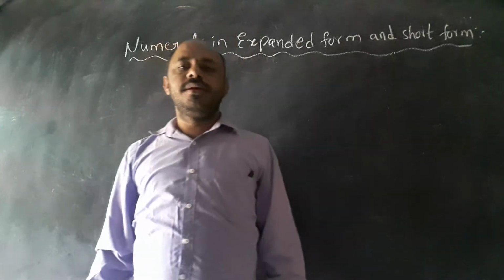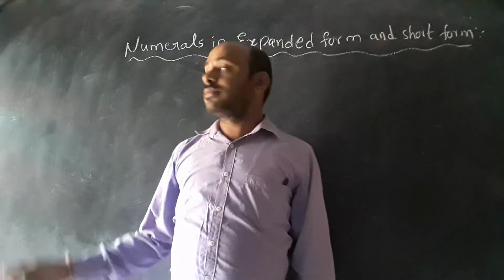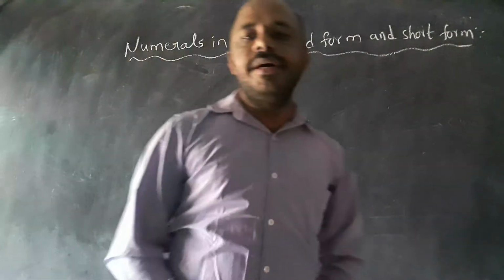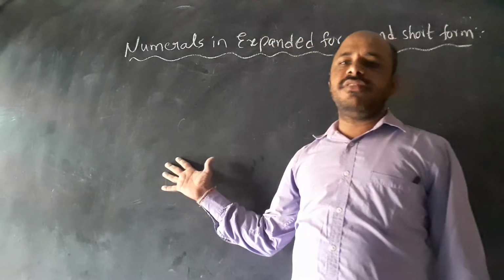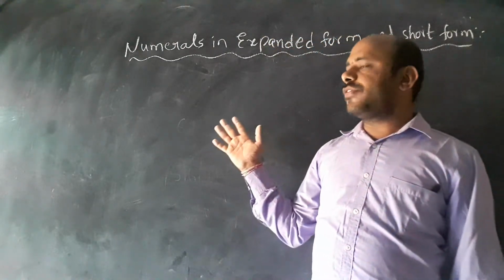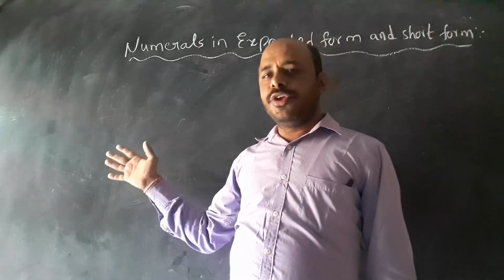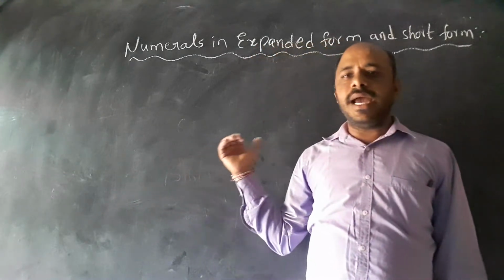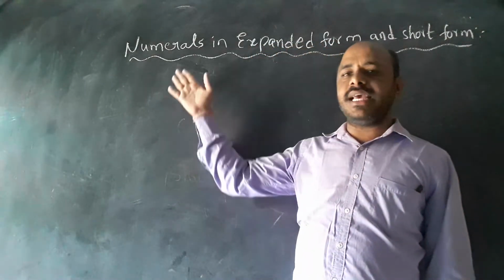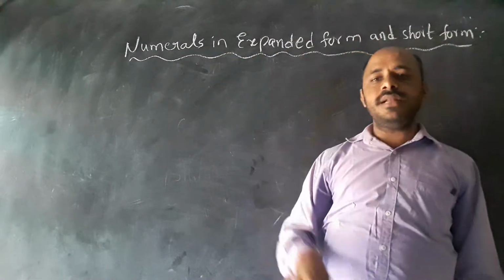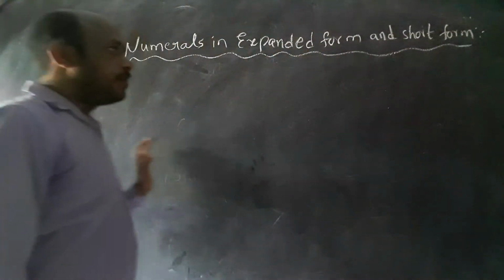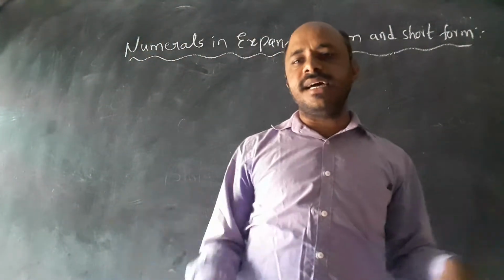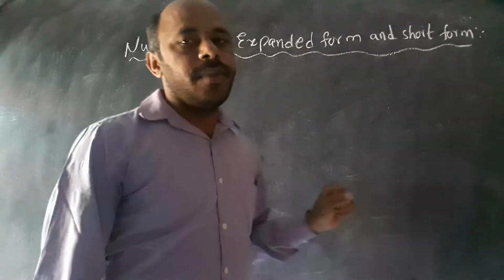Hi children, today's class is numerals in expanded form and short form. Numerical numbers we will arrange in expanded form and short form. Before, in earlier classes, I explained how we write numerals in words and in figures. In this class I will explain numerals in expanded form and short form. For example, what does expanded mean? Whatever number is given, we will extend the number according to the place values.